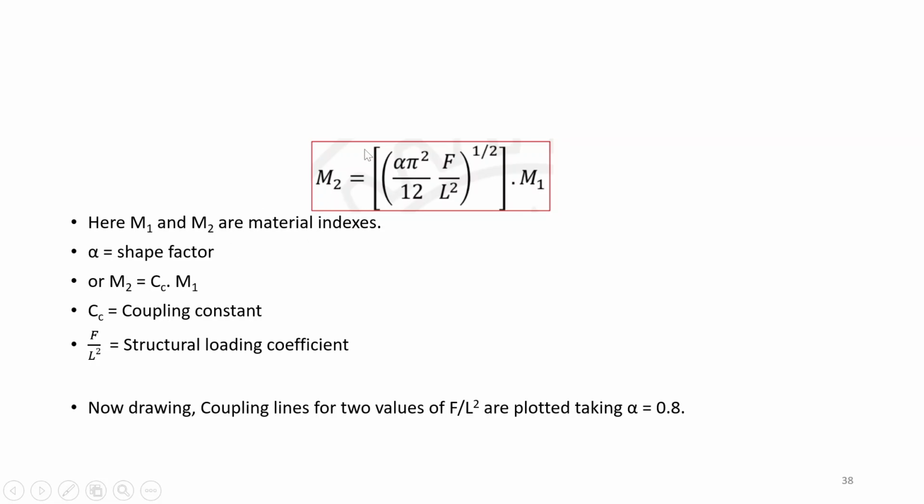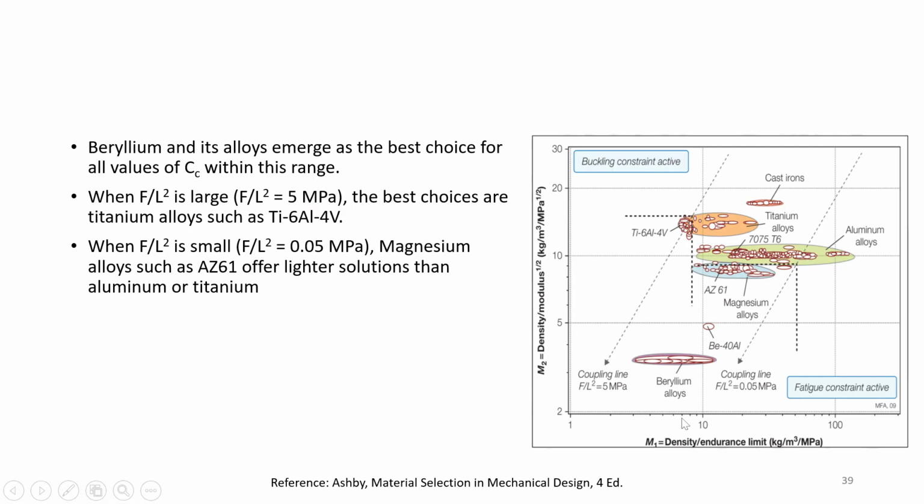So here M2 equals Cc, which is the coupling constant, times M1. F upon L square is the structural loading coefficient. Now coupling lines for two values of F upon L square are plotted, taking alpha equal to 0.8. These two lines are drawn, and here the slope is fixed for these particular lines. F upon L square is 5 MPa for one, and for this other it is 0.05 MPa.